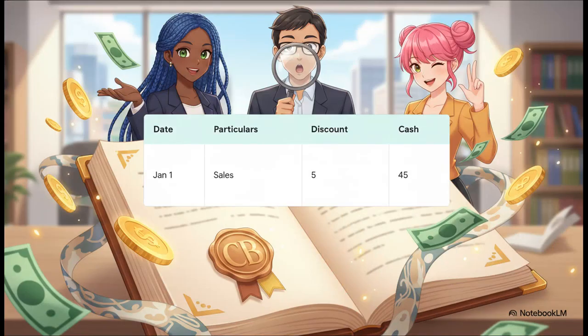Let's actually construct one half of this cash book together so you can picture it. You always start with the date of the transaction. Next to that, you have the particulars. Now, that's really just a fancy bookkeeping word for the description of what happened, like sold goods to John. And then the stars of the show are two amount columns, discount and cash. So if John owed us 50 bucks, but we gave him a $5 discount, we'd write a 5 in the discount column and 45 in the cash column. It's brilliantly simple, really, and highly organized.